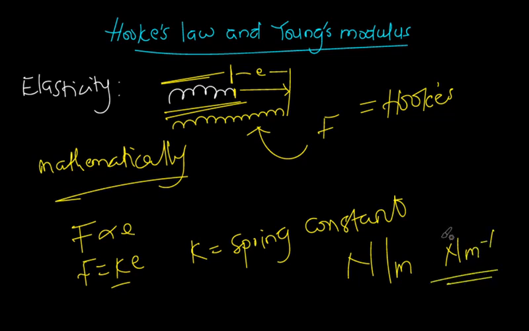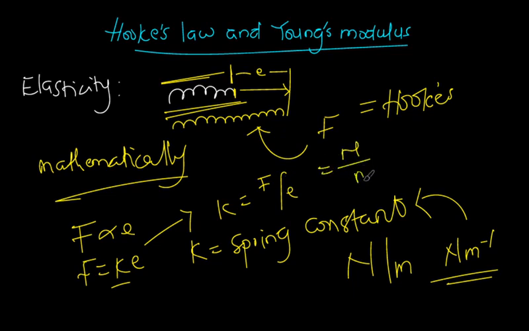This is the unit of the spring constant, because if you make K the subject, it is equal to force divided by the extension, and the force is measured in newtons and the extension is in meters. So that is how we get this as the unit. So the relationship between the extension in an elastic material and the force applied to cause the extension is described by Hooke's law.